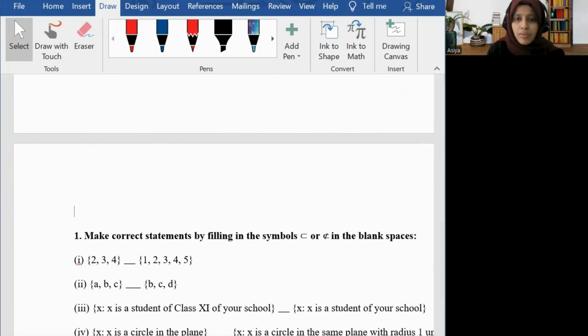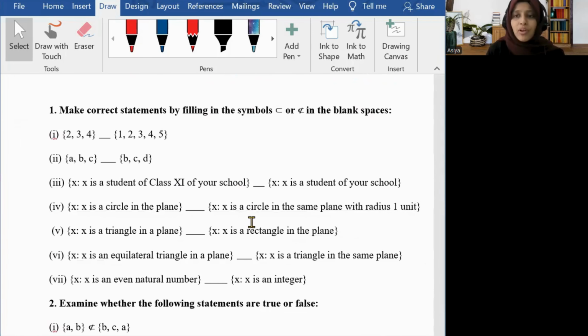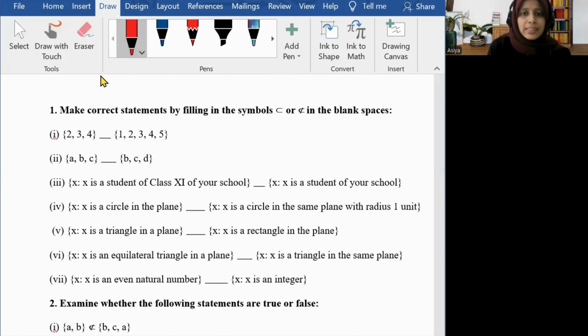Now, let us solve a few problems from exercise 1.3. Not all problems will be solved as earlier. We'll be solving a few of the problems, and the rest, which I will not be solving, will be given as homework, or you can practice them at home. Okay, now let's get started.